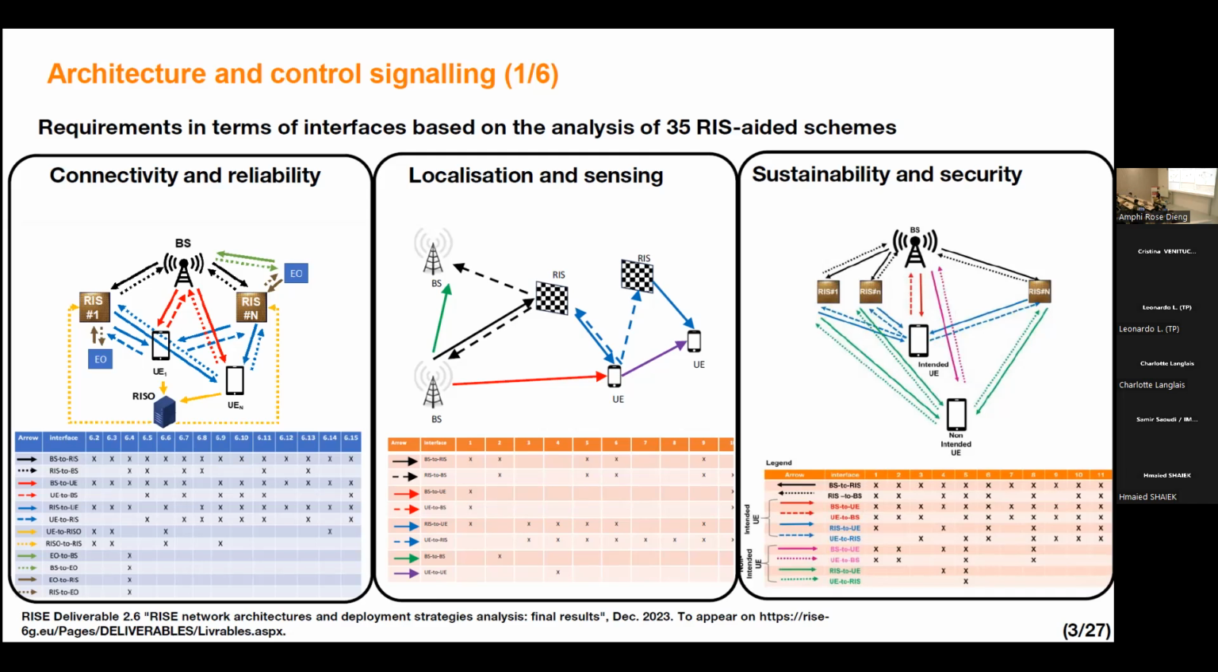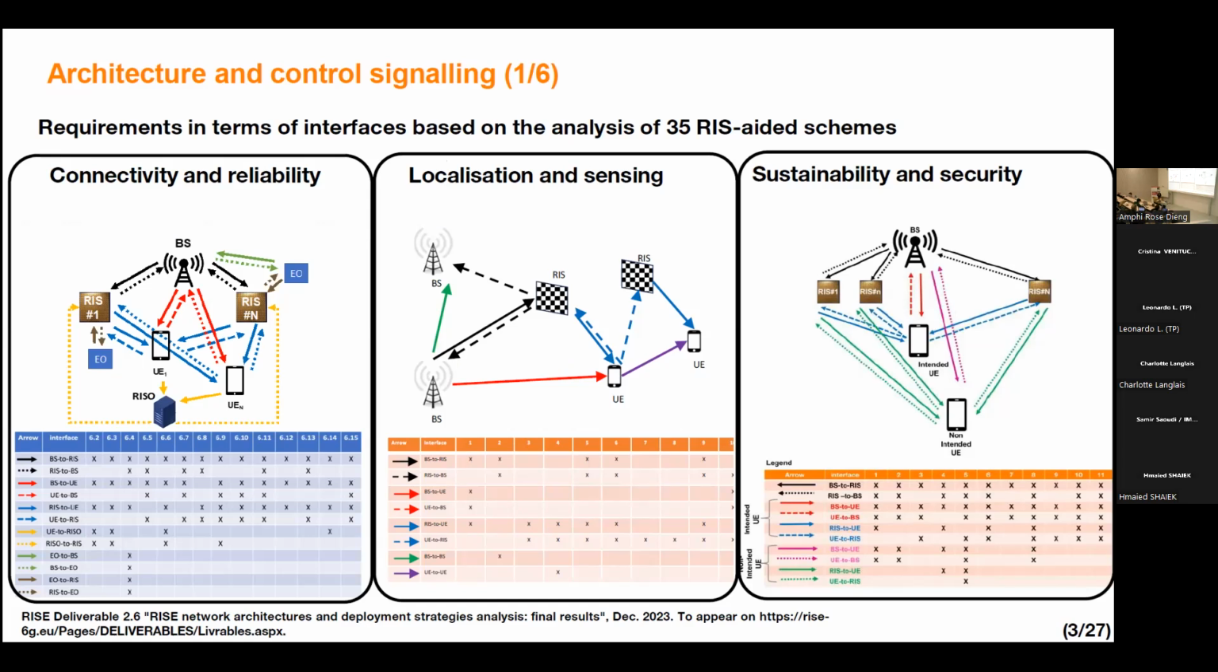What else can I say? Yeah, sometimes one node is appearing, which is a RIS orchestrator. Can we see it? Not here. That is coordinating several RIS. Okay. Now, these are the interfaces and the control signaling.